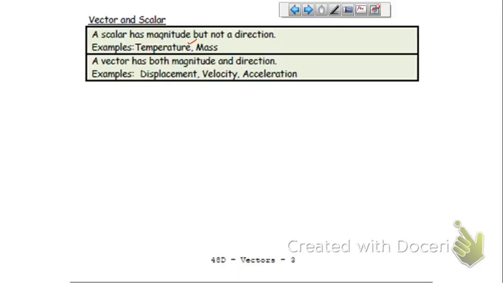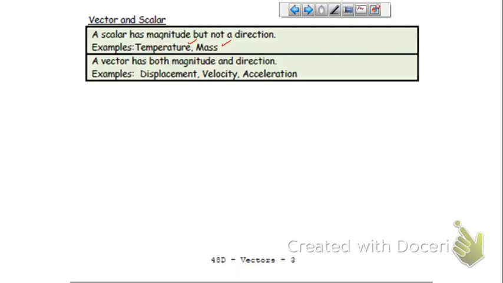Positive and negative doesn't mean it's a vector, even though on the number line we had the direction of the vector as positive and negative. Just because we used it on the number line does not mean you can just look and say, oh, there's a negative value, it must be a vector. It's not true. So temperature is a good scalar, mass is a good scalar, of the things we've done so far.